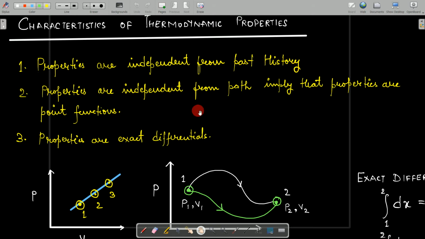Remember this statement, because these types of questions generally are put up in your assertion reason questions, and they try to confuse you with the statements. So first characteristic is that the properties are independent from past history. It has nothing to do with the previous results. Properties are independent from path implies that the properties are point functions.